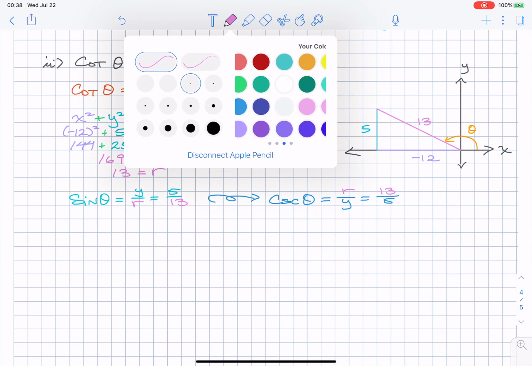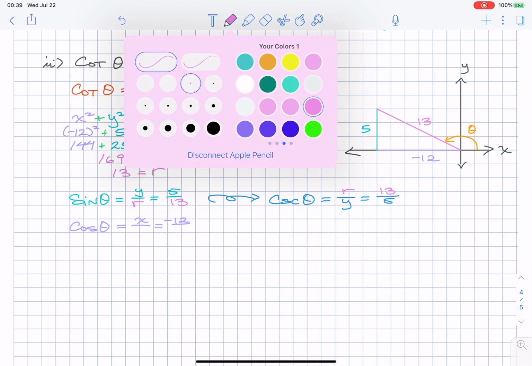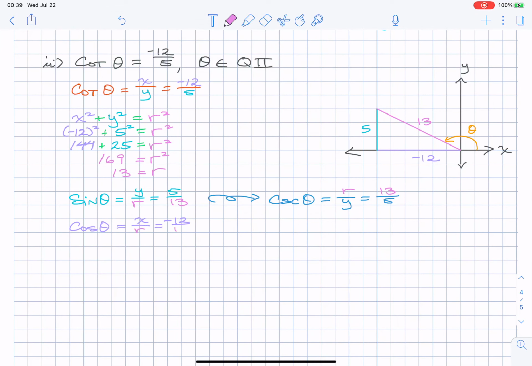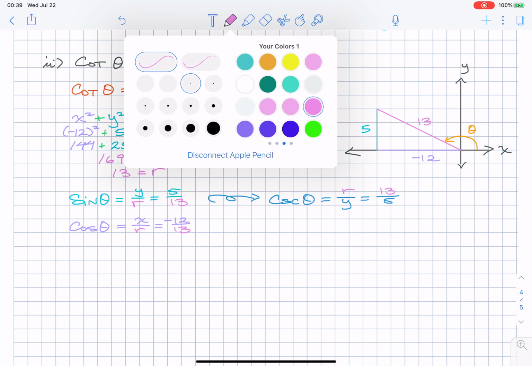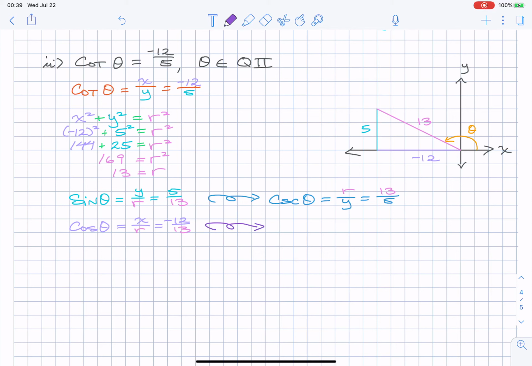Okay, so now let's evaluate cosine of theta. So cosine of theta is x over r, and we found x to be negative 12, and we figured the radius to be 13. So the reciprocal to cosine, given s's and c's go together, is secant of theta. So that's going to be r over x, or 13 over negative 12.